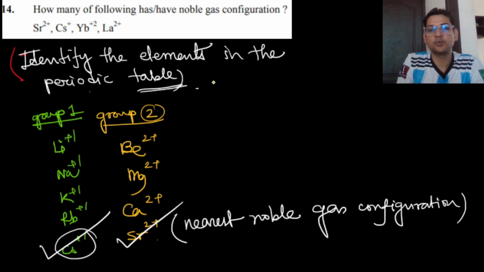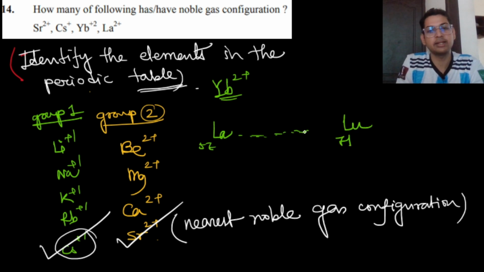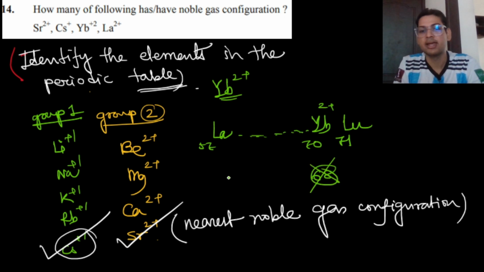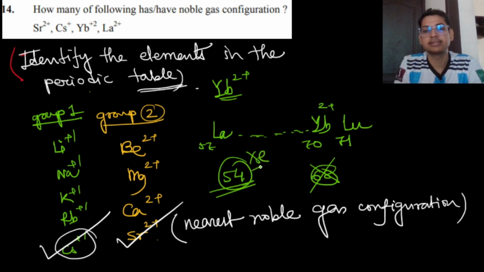But sir, Yb2+, where Yb is called ytterbium. I hope you know the lanthanide series, right? Lanthanides start with 57 and go on and end with lutetium 71. Before lutetium there is Yb, 70. So Yb2+ means it has 68 electrons. 68 electrons is not an inert gas. The nearest is 54, xenon. So no, this is not my answer.